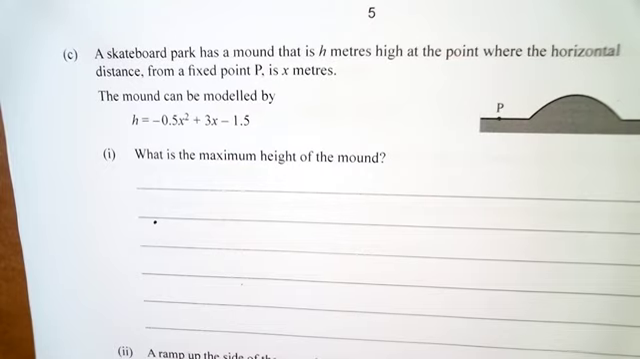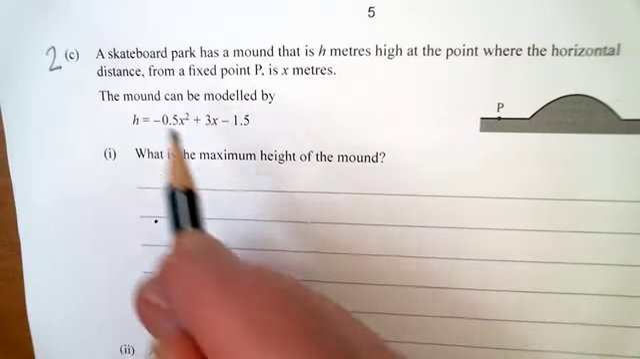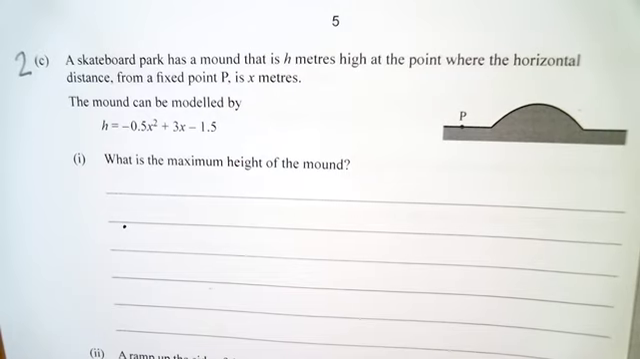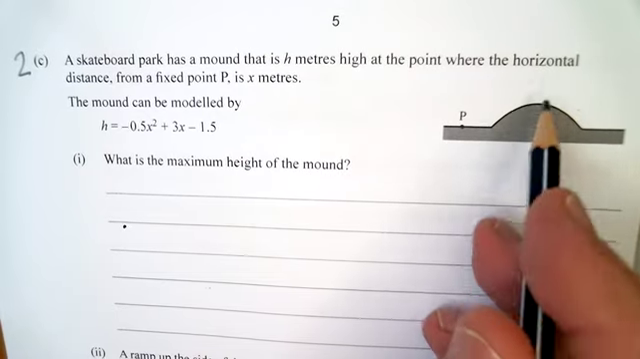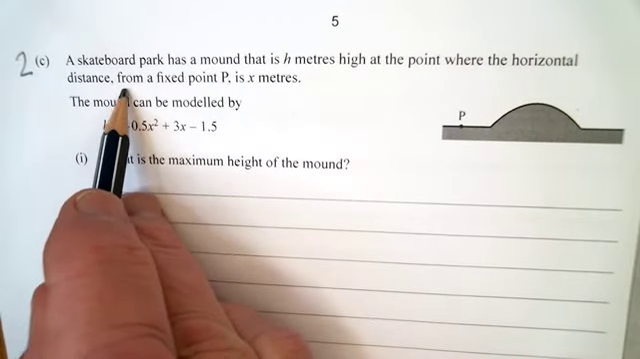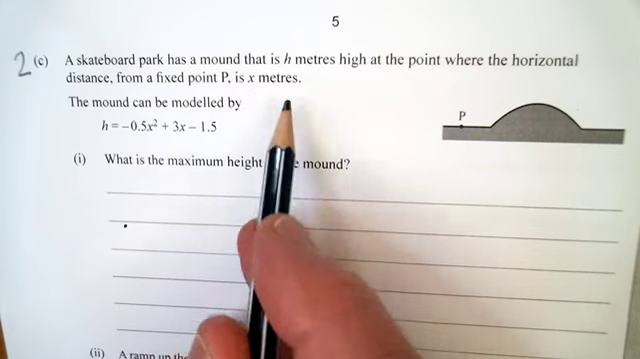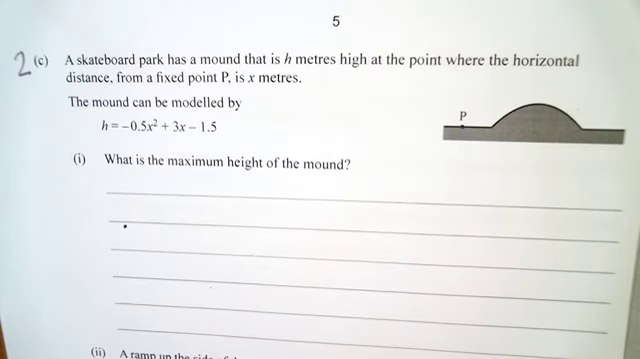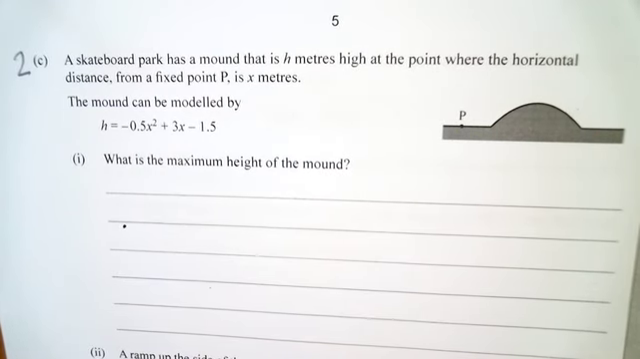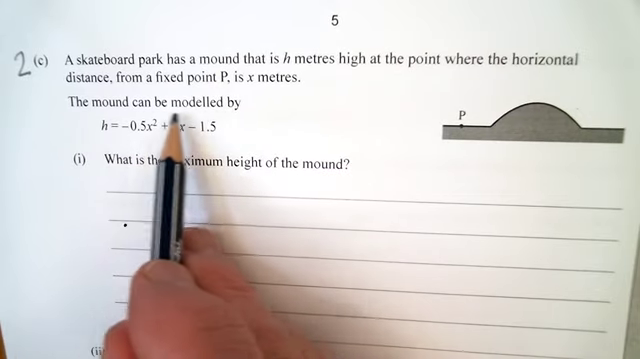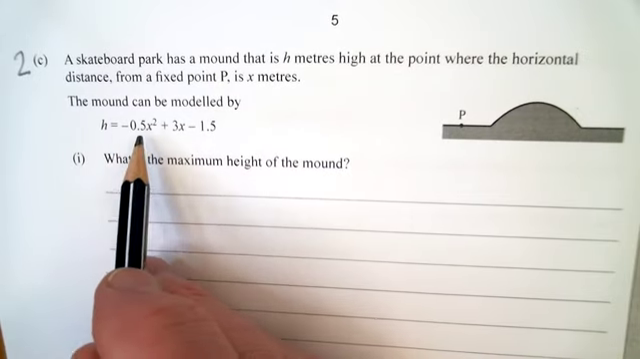All right, this is a skateboard park. This, by the way, is 2C. A skateboard park is a mound that is h meters high at a point where the horizontal distance from a fixed point P is x meters. We don't have to really worry about any of that. It says the mound can be modeled by h equals this.